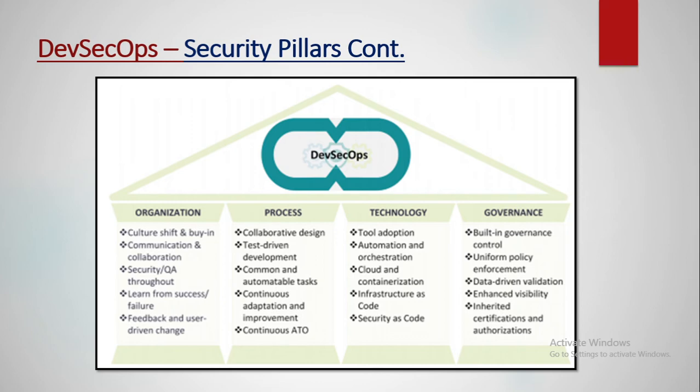Under technology, they mention tool adoption, automation and orchestration, cloud and containerization, infrastructure as code, and security as code. Also under governance, built-in governance control, uniform policy enforcement, data-driven validation, enhanced visibility, and inherited certification and authorization can be taken as other security areas that the Department of Defense organization normally follows. Okay, that's all. Now we will move to the next slide.